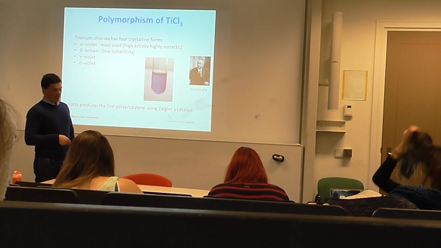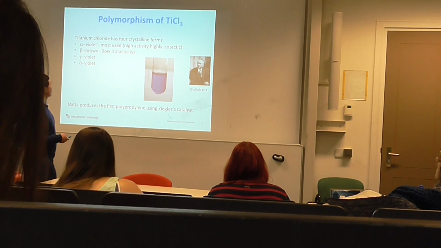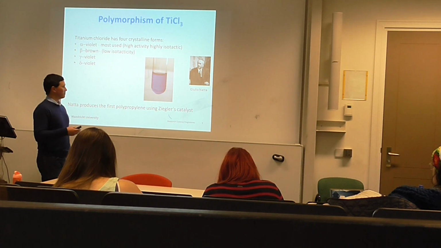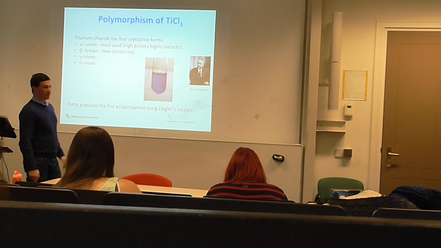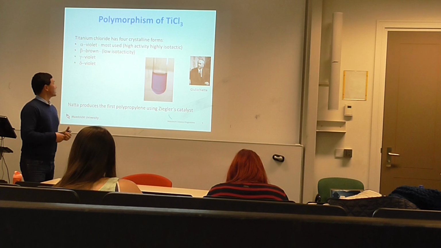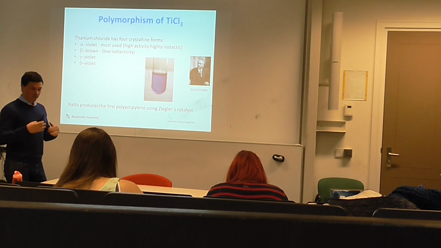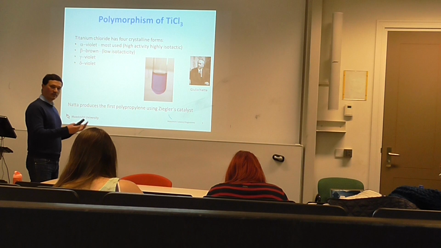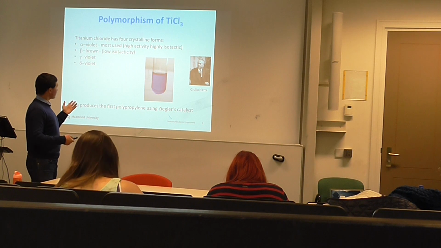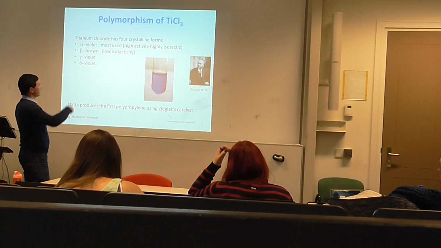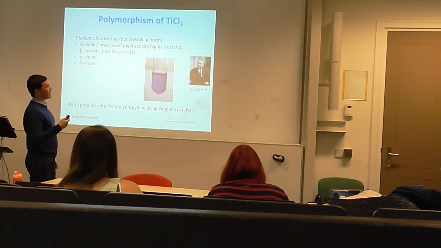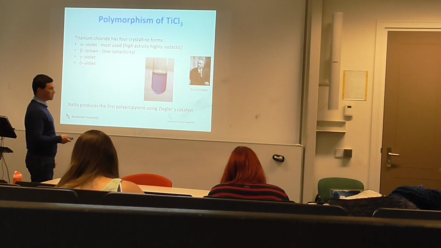Then comes a second gentleman, Giulio Natta, an Italian researcher, who extensively studied the synthesis of PE, but mainly PP, polypropylene, using Ziegler's catalyst. And he found that titanium chloride has different forms, which is called polymorphism of the titanium chloride. Each form has consequences on the stereoregularity of your polymer. The four forms are written here: alpha, beta, gamma, and delta. As mentioned here, the violet is the most used one and has high activity and higher selectivity.